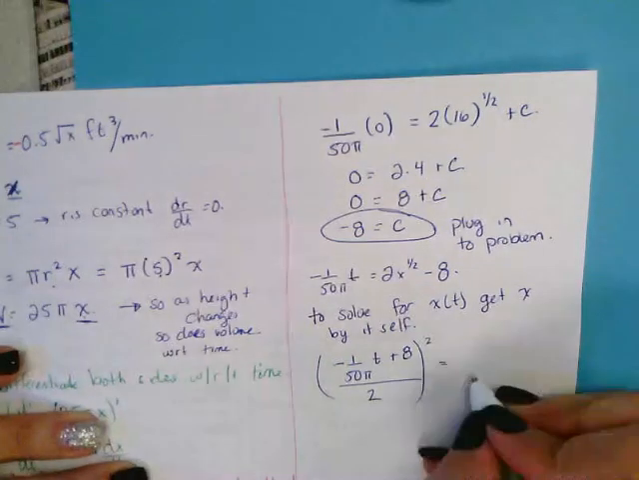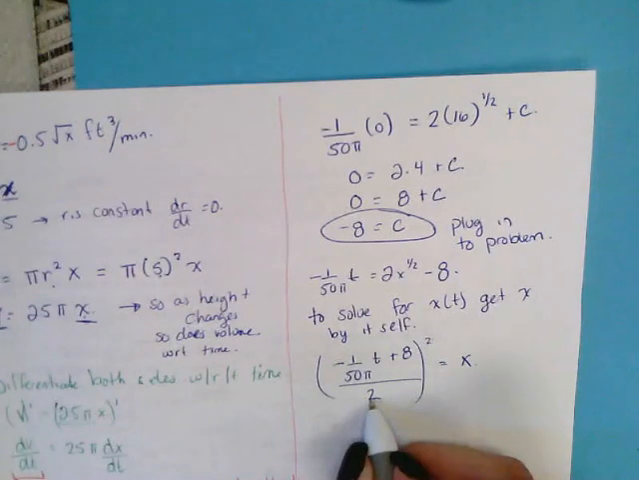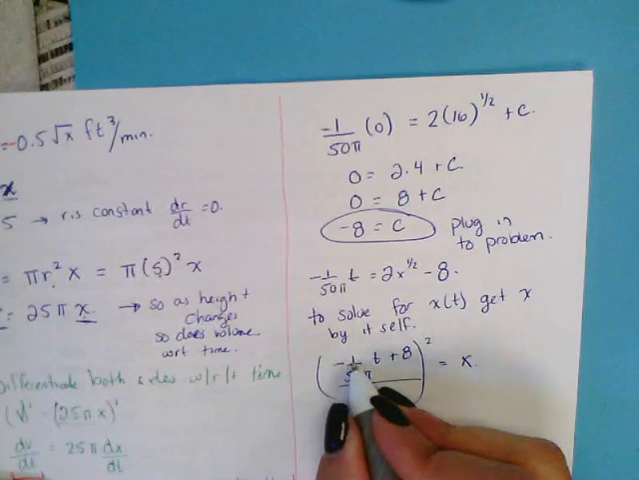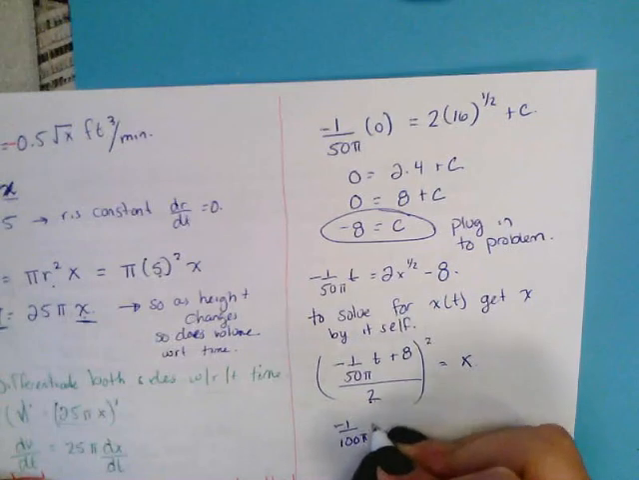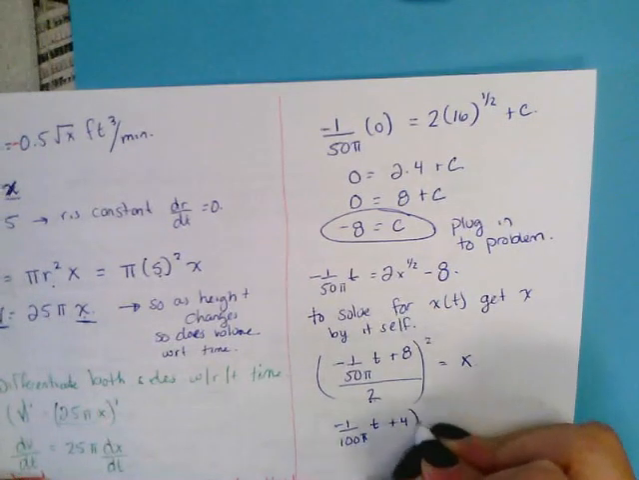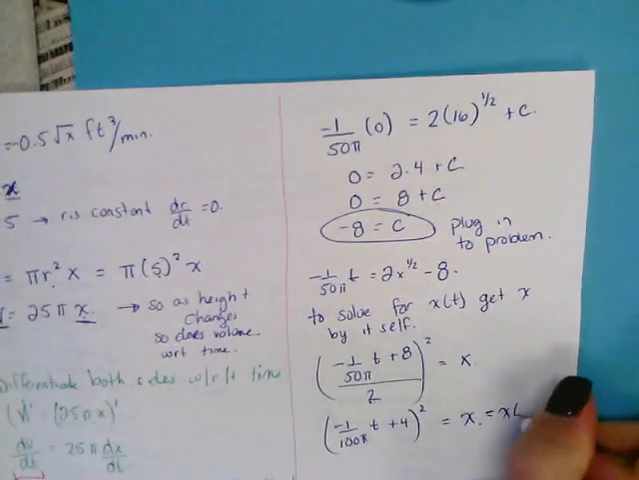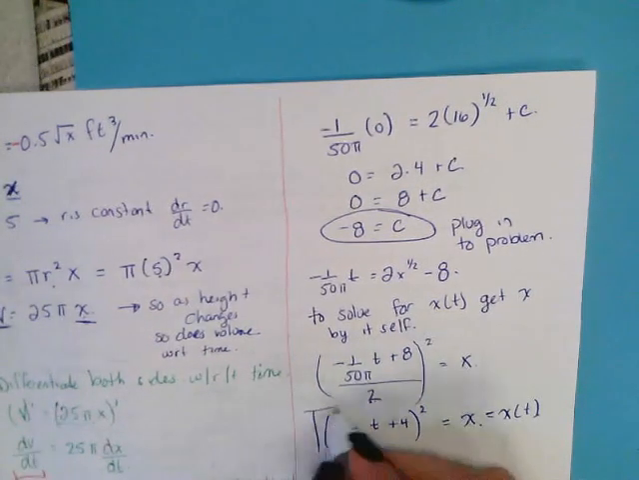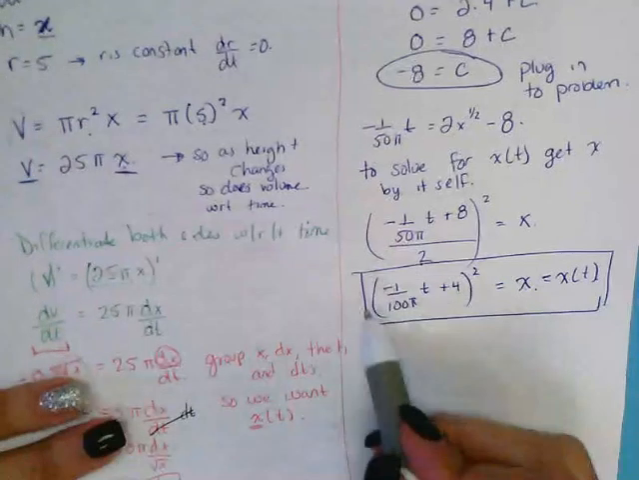Now that is an ugly way of looking at it, of course, but when you clean this up, this will end up being, flip the guy and multiply for this one, right? So this is going to be -1 over 100 pi t plus 4 squared equals x, which is the same thing as saying x of t. Okay? So that's the answer for the depth. So if I wanted to figure out the depth at any time, this is the equation that I would use.